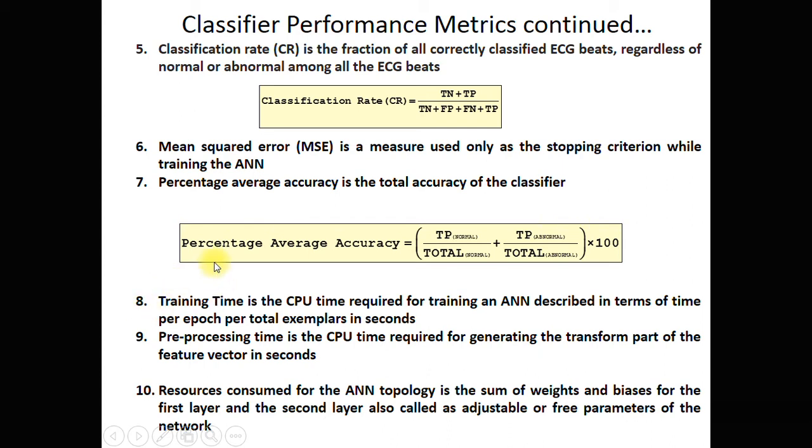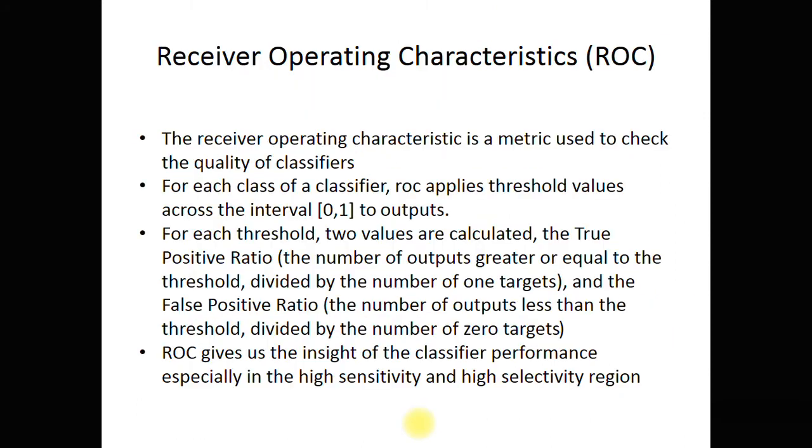Training time is the CPU time required for training a neural network, described in terms of time per epoch per total exemplars, in seconds. So it tells you how fast your classifier is for training. Pre-processing time is the CPU time required for generating the transform part, that is extracting the features, okay, and that also is in seconds. Resources consumed for the ANN topology is the sum of the weights and the biases for the first layer and the second layer, which we call the adjustable or free parameters of the network.